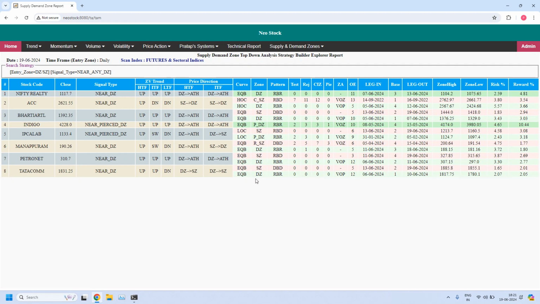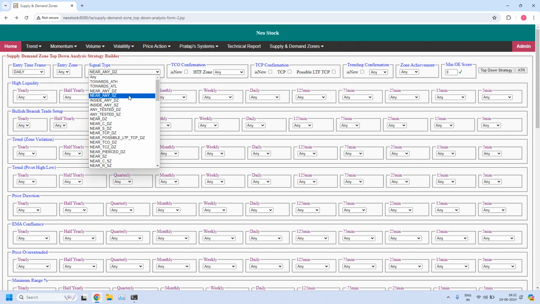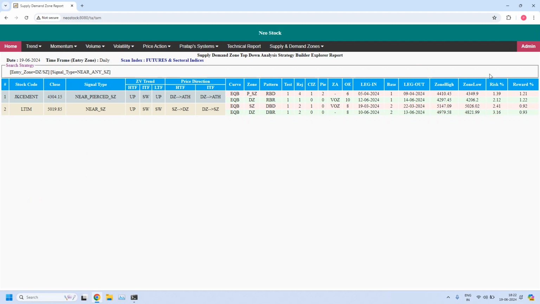We don't have any high liquidity daily demand zones from this list. Okay, let me generate the next report. I'm going back. For daily time frame, let us find the stocks near daily supply zone. 2 stocks are filtered. And there are no daily high liquidity supply zones from this list.